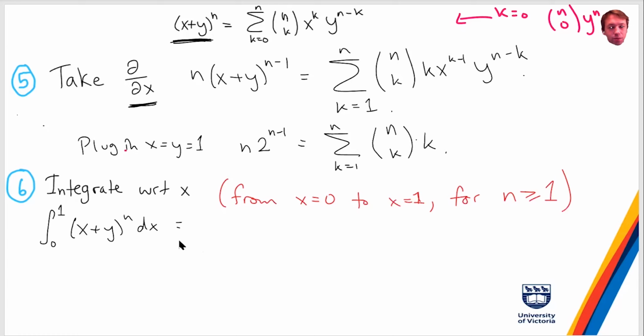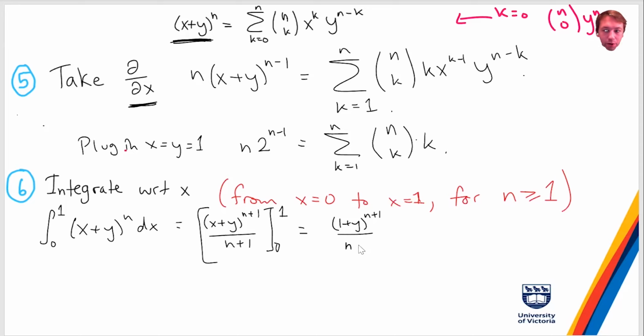Okay, let's test out some more calculus. Let's take an integral. What happens if I integrate, let's just do a definite integral here, from 0 to 1 of (x plus y) to the n dx? Well, you could do some sort of substitution here, but if you think about it, it's not too bad. You don't really need a substitution. You can just write it down. So this is (x plus y) to the n plus 1 over n plus 1, and we're evaluating that from 0 to 1, that is, x equals 0 and x equals 1.